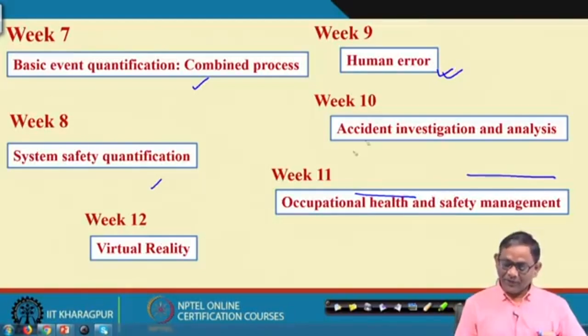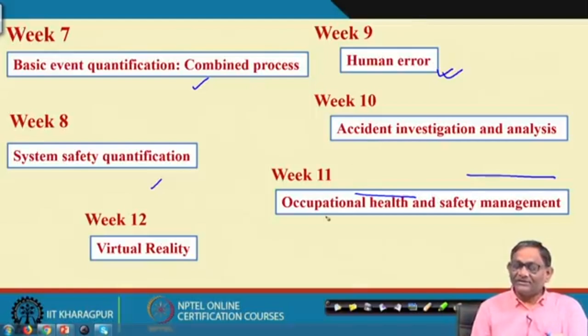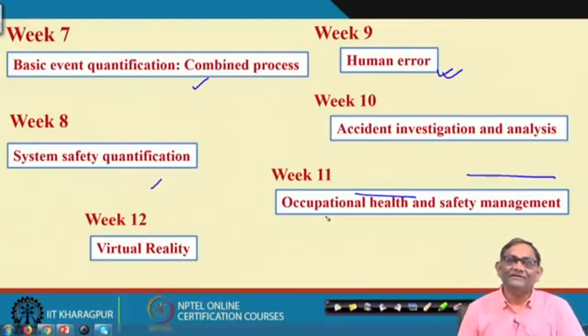Then in week 10, we discussed accident investigation. Accident investigation means when an accident has taken place, what the investigation process will be, who will do the investigation, and what kind of data are collected. And in this week, we discussed the analysis part from the descriptive and predictive analytics point of view. I have given you some examples of the different charts and tables that are related to descriptive analytics.